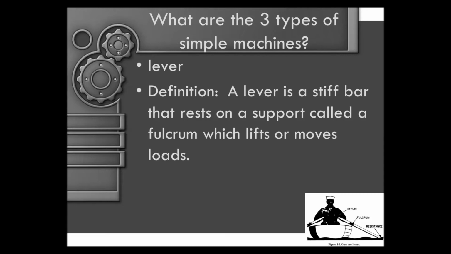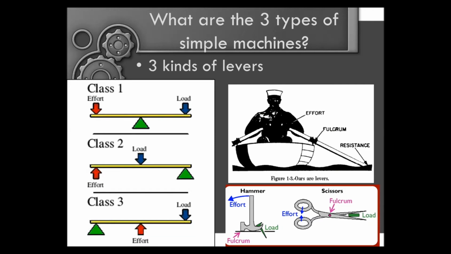One is a lever, and a lever is just going to be a stiff bar that rests on some type of support, and that support is called a fulcrum, and it's going to move a load that is heavy. There's three kinds, and the kinds depend on where the fulcrum is.